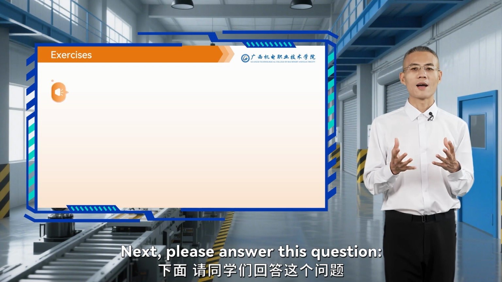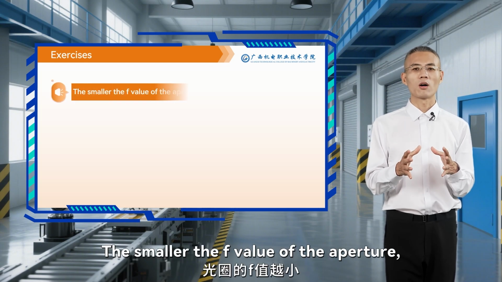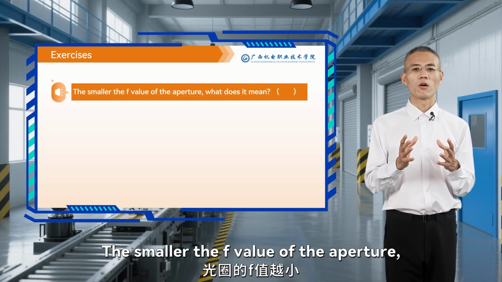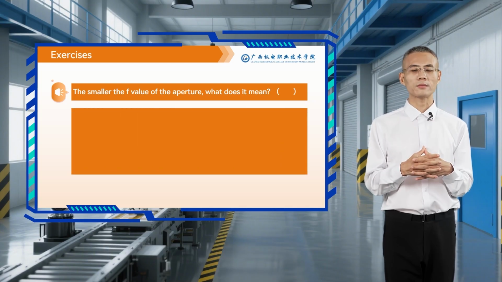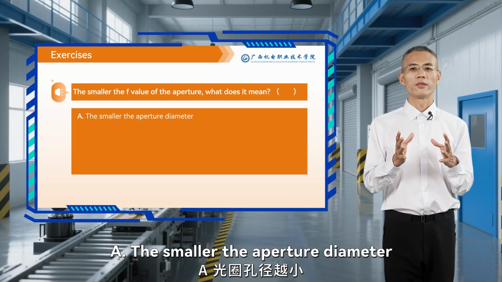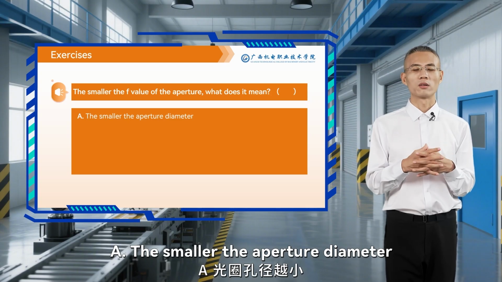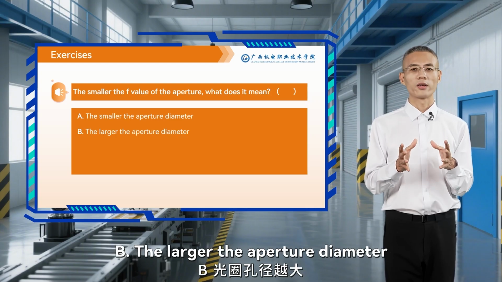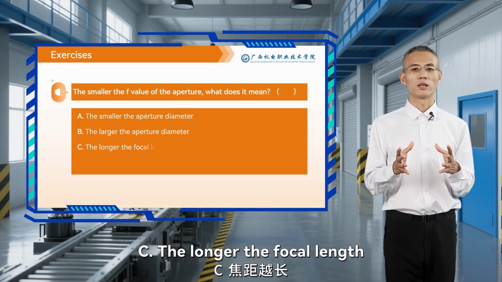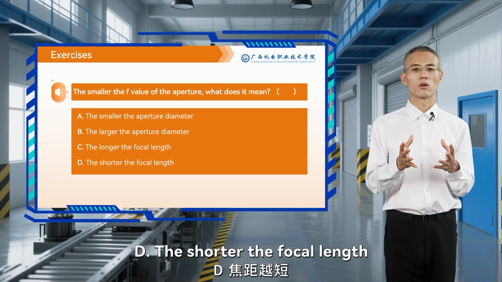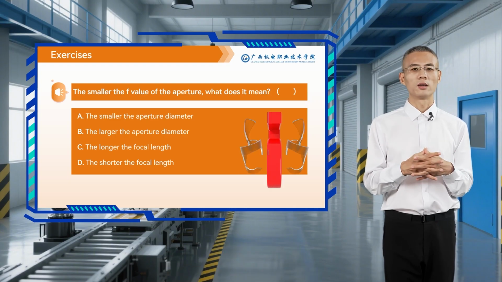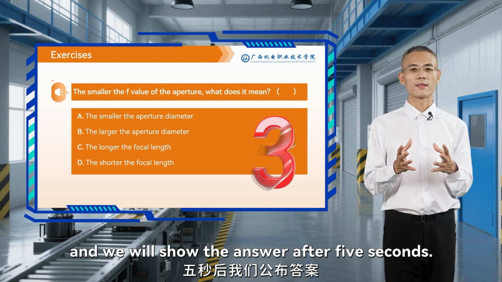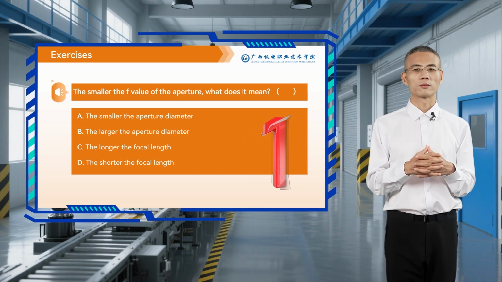Next, please answer this question. The smaller the f value of the aperture, what does it mean? A. The smaller the aperture diameter. B. The larger the aperture diameter. C. The longer the focal length. D. The shorter the focal length. I will give you 5 seconds to think, and will show the answer after 5 seconds.